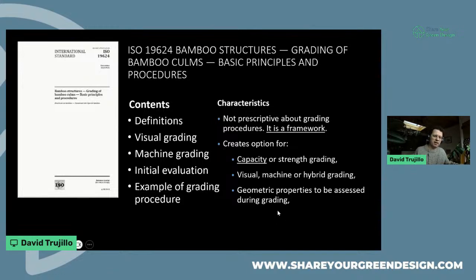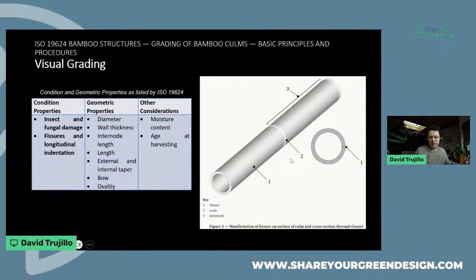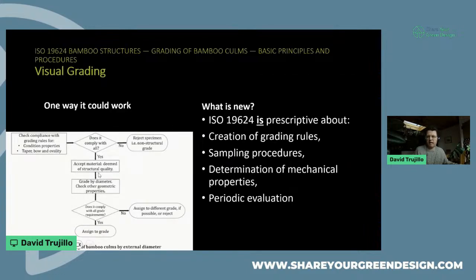It creates possibilities of other things. And it tells people, if you are going to write a standard about grading bamboo, remember the things that you need to consider. So you need to think about insect and fungal damage, about cracks, about diameters, wall thicknesses, and other things that we need to know about a column. And it outlines how it could potentially work. So, you could check your bamboo for certain things like taper and bow and ovality, that it doesn't have insect damage and so forth. And if it passes, you can say it's structural quality. And then you can assign it to a subgrade, say, by diameters. And if it meets that diameter, you've got it to grade. So it's a really simple standard.